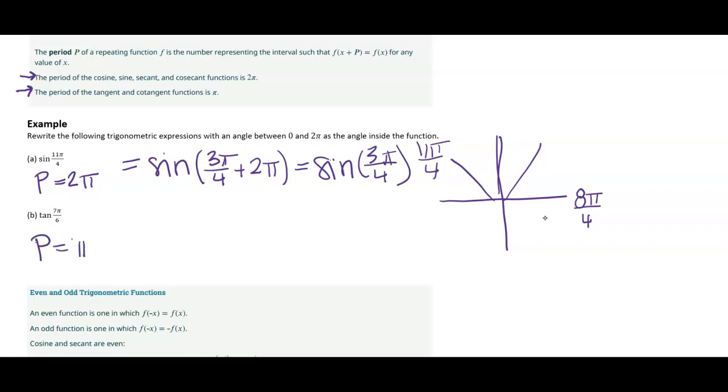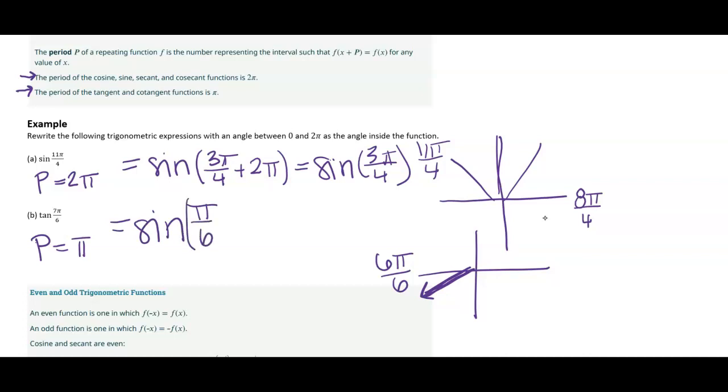Tangent has a period of pi. So let's think about where 7 pi over 6 would be. If this is 6 pi over 6 for pi, 7 pi over 6 is going to be right here. So let's rewrite this: pi over 6 for just one left over, plus pi. Not sine, sorry, tangent. And so that's equal to the tangent of pi over 6.